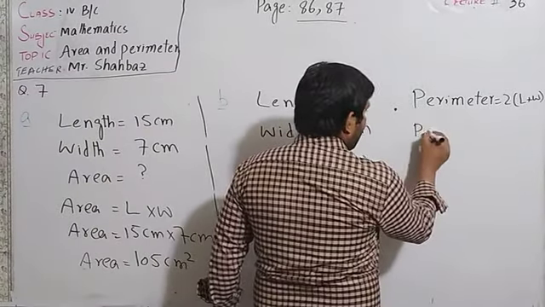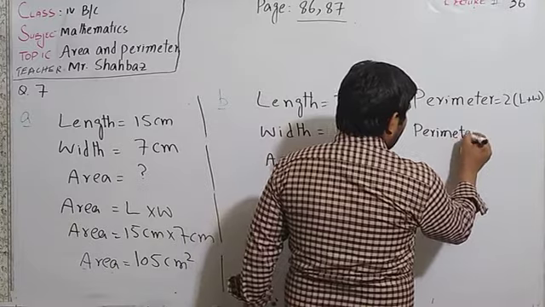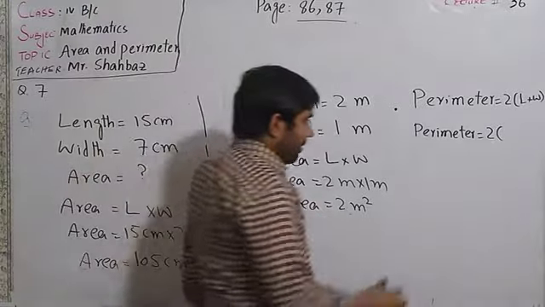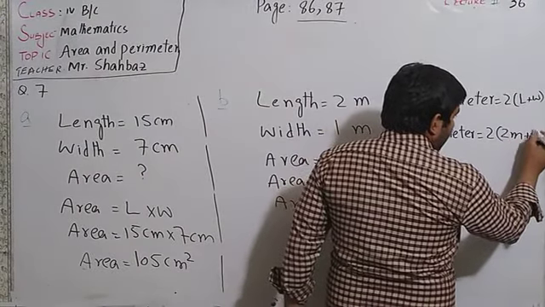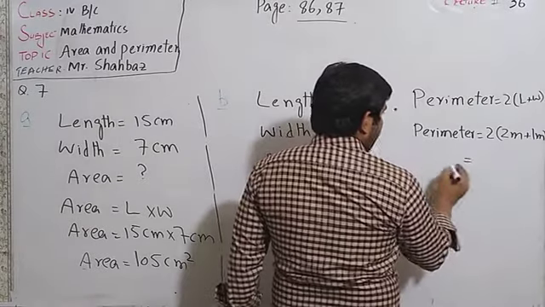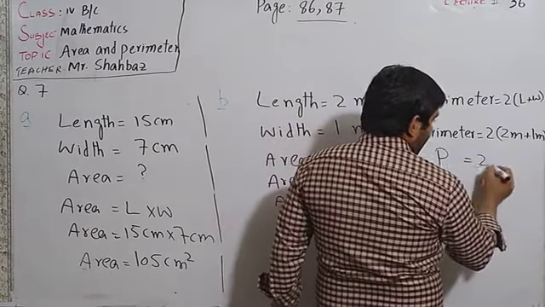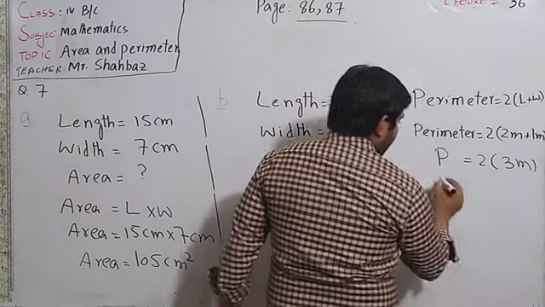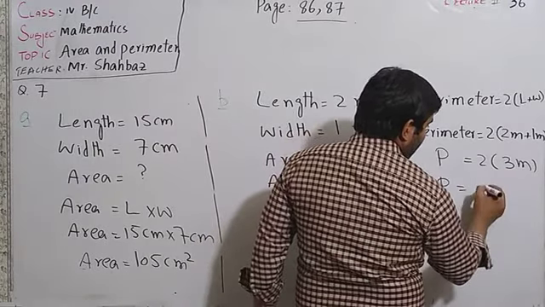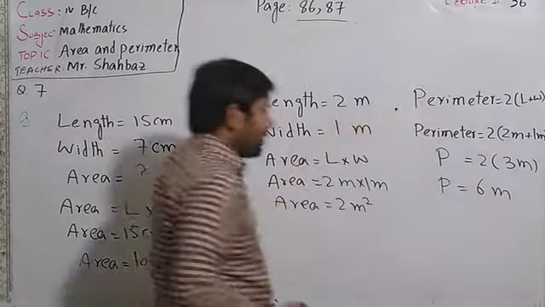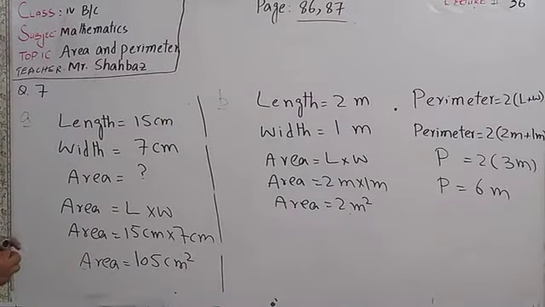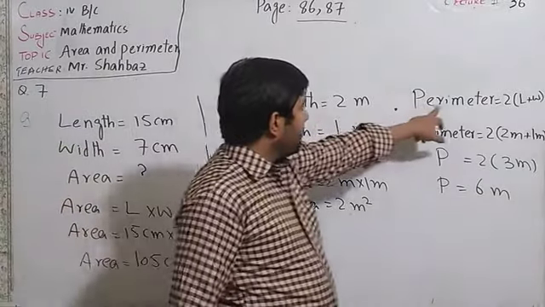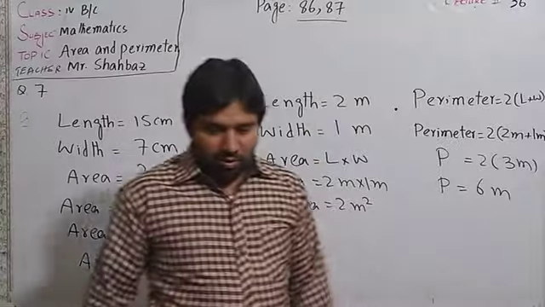So perimeter is equal to, what is the length? Length is 2 meter and width is 1 meter. P for perimeter is 2 times 2 meter plus 1 meter. 2 meter plus 1 meter will be 3 meter. Perimeter is equal to 2 multiplied by 3, which is 6 meter. This is the perimeter of that bed. There are two parts of B. First we have to find the area, and then the perimeter. Perimeter is equal to 6 meter.